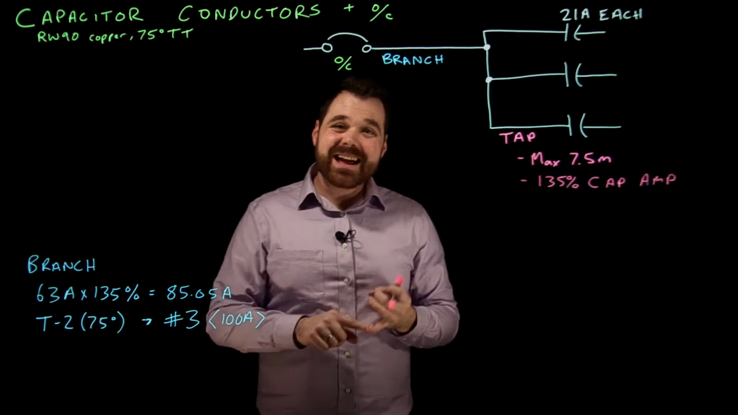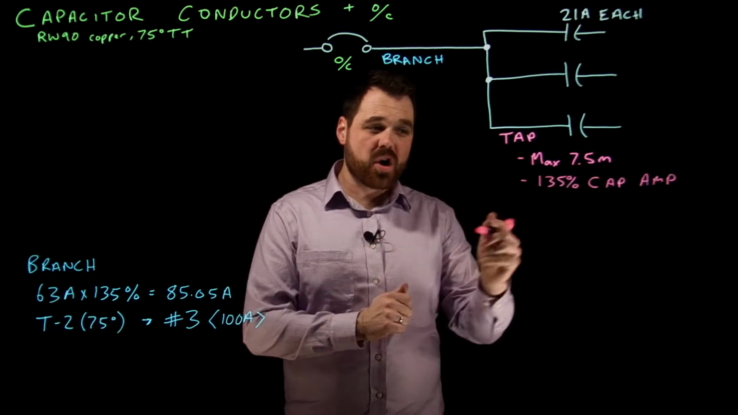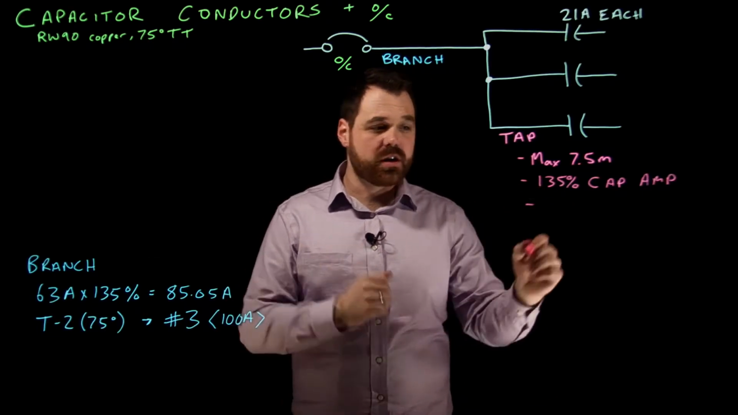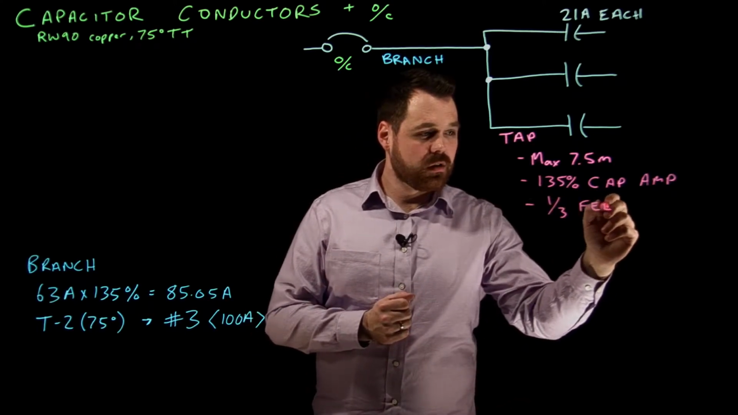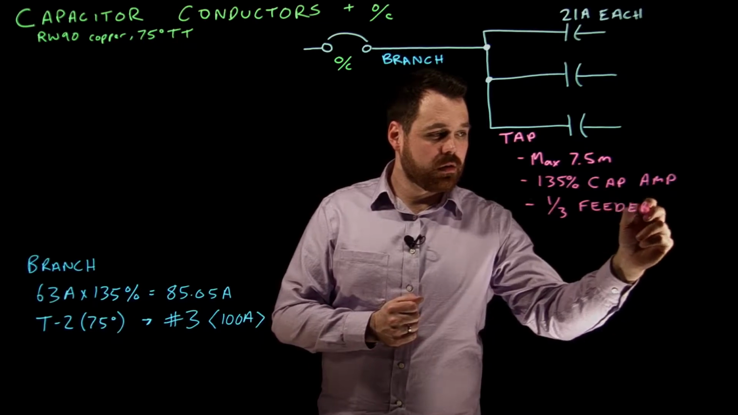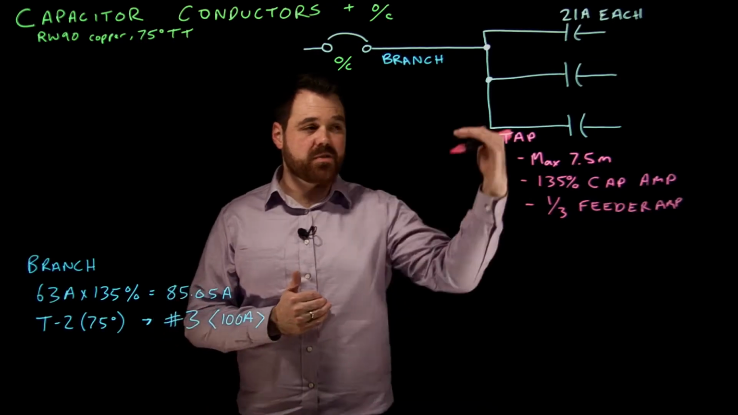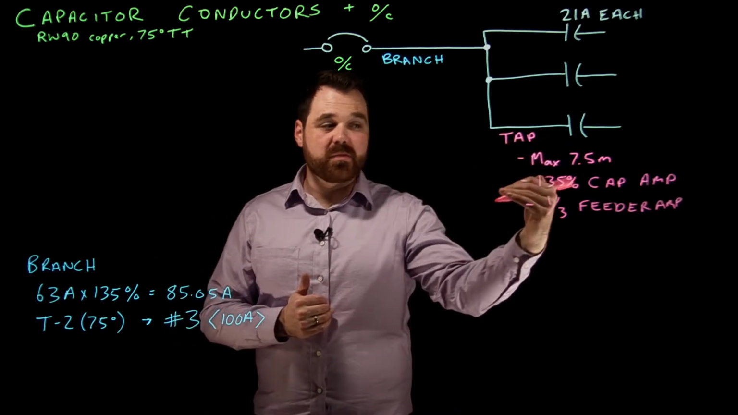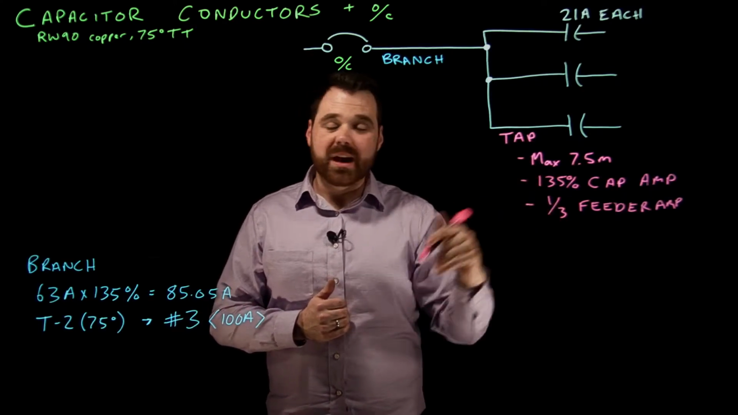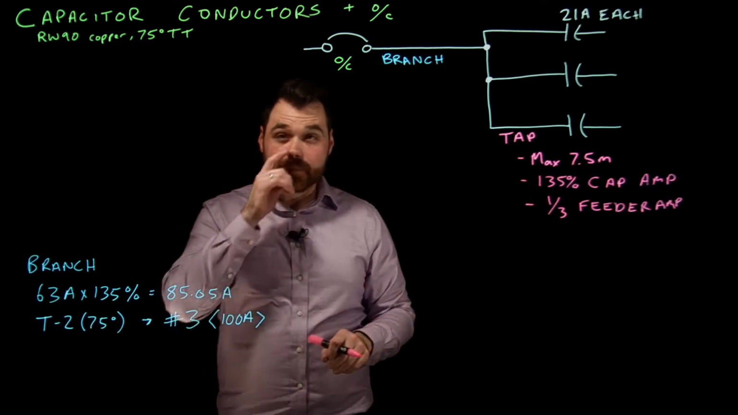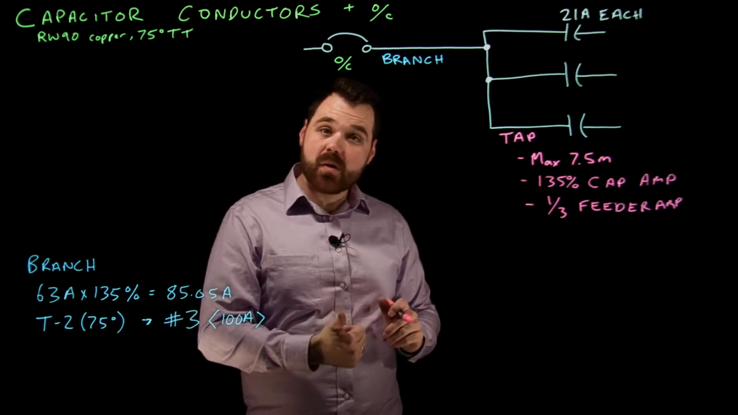Then it says "and," meaning we have to meet all of the requirements: you have to be at least 1/3 the branch circuit conductor, or the feeder conductor, ampacity. So those are the three requirements we have to meet. We have to be less than 7.5 meters. We have to be at least 135% the rating of the capacitor ampacity. And we have to be at least 1/3 the feeder ampacity. So in this case, we're less than 7.5 meters. Perfect. Now we will do our comparison.